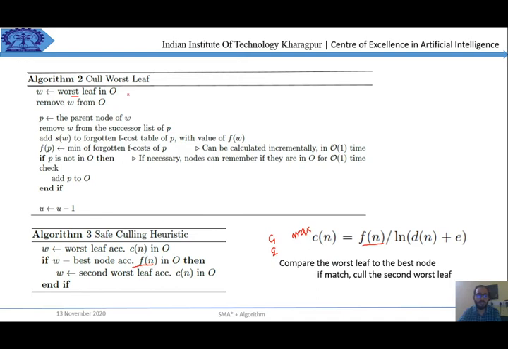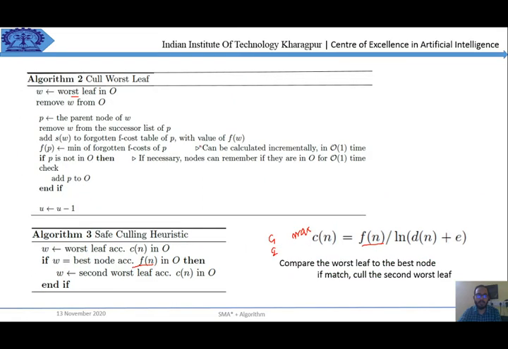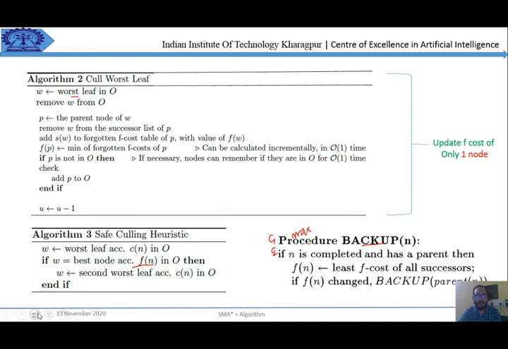Another difference is that it updates f of only one node, because every time it is called, if this condition matches, it will not be called on the worst leaf. In SMA star there is a procedure called the backup procedure. In the backup procedure, it might execute in a loop, so it will keep on going until the parent's fn value is updated. But here the fn value is updated only one time for every call. So these are the differences that lie in SMA star plus.